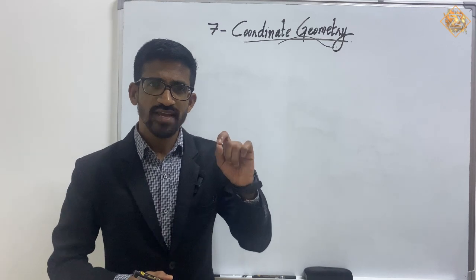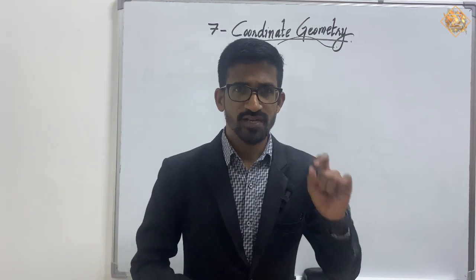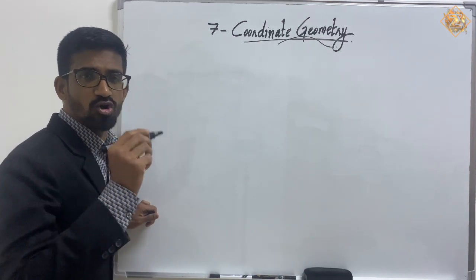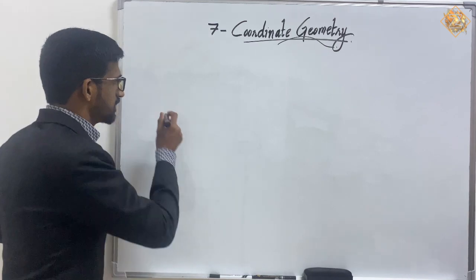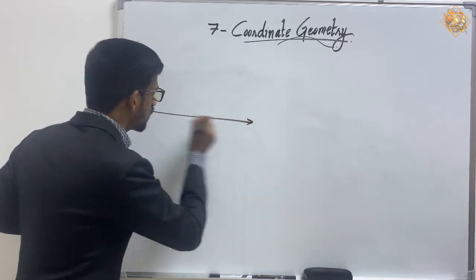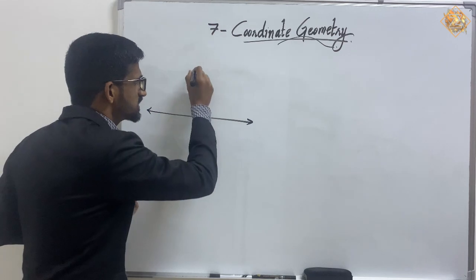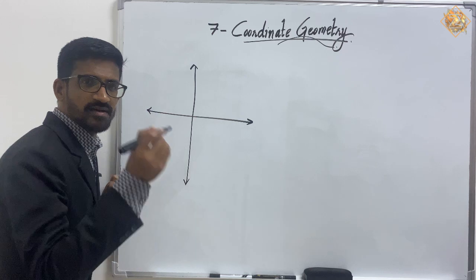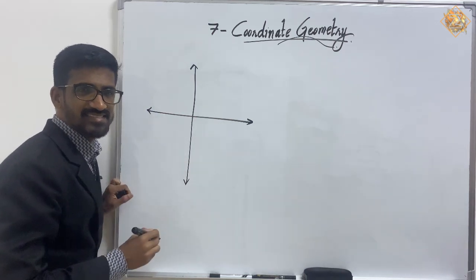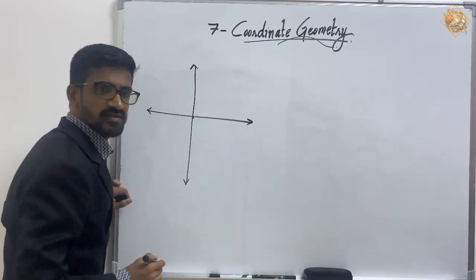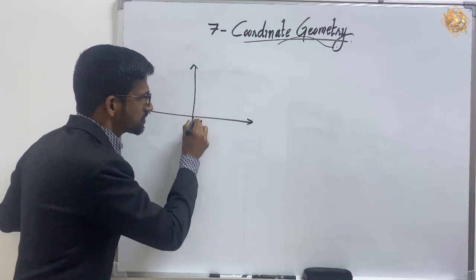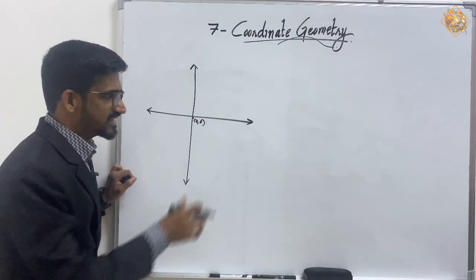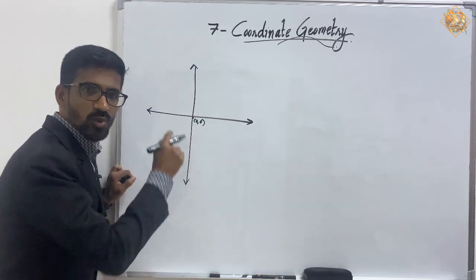We know to locate the position of a point on a plane, we require a pair of mutually perpendicular lines, which are called coordinate axes. The horizontal line is called the x-axis and the vertical line is called the y-axis. And the point where these axes intersect is called the origin, (0, 0). This we have already studied in grade 9. X-axis we know what it is, y-axis and origin.